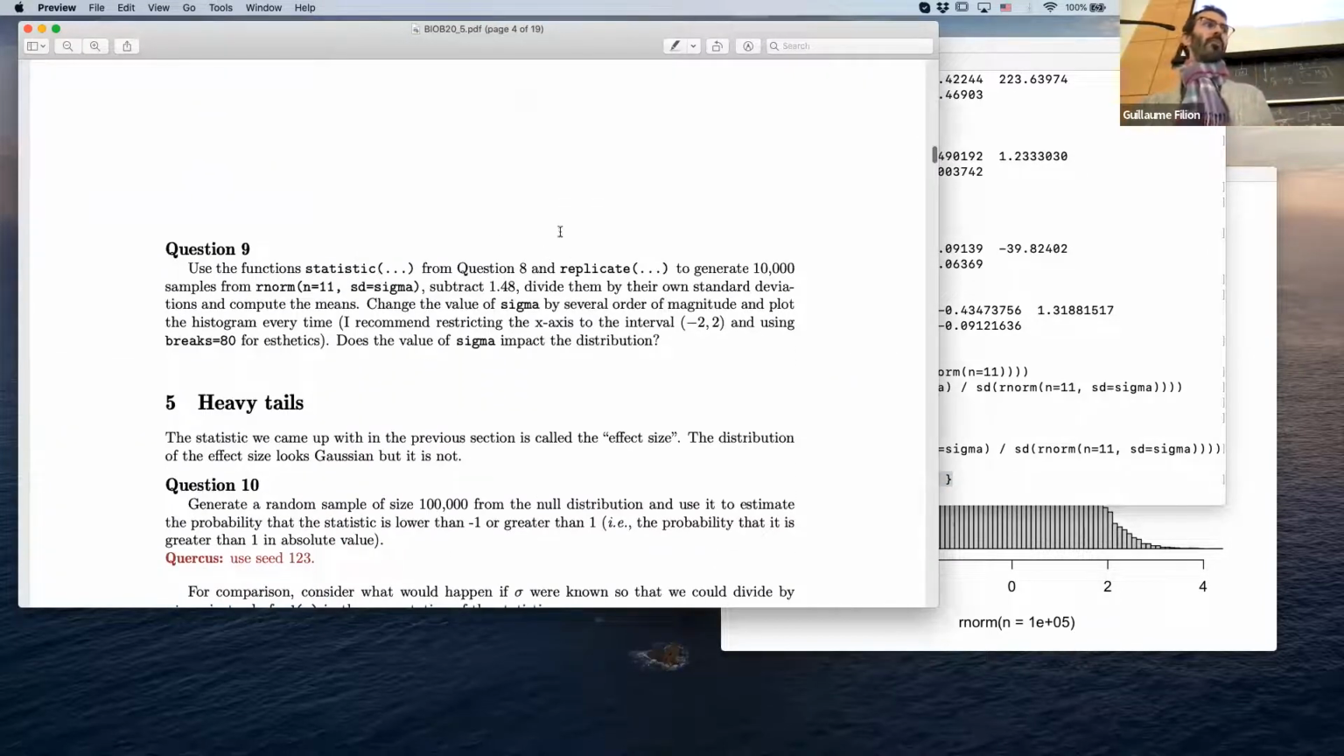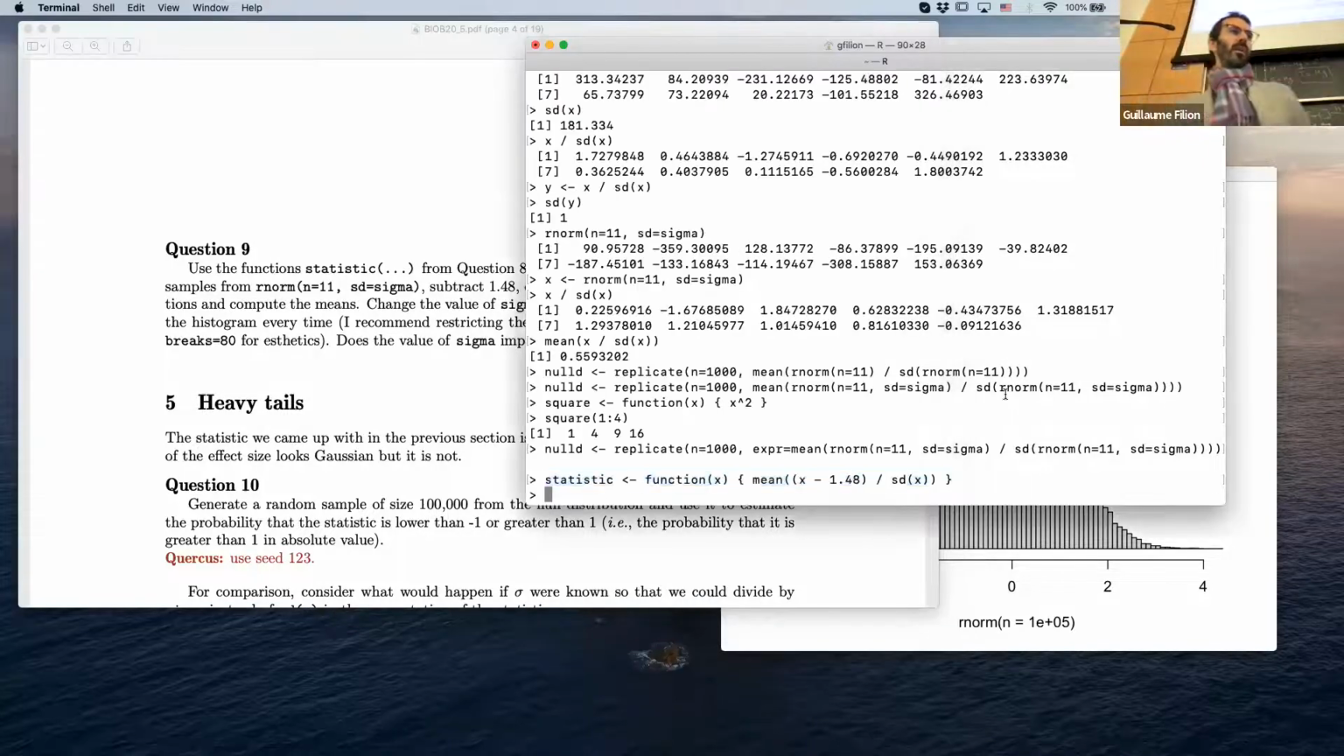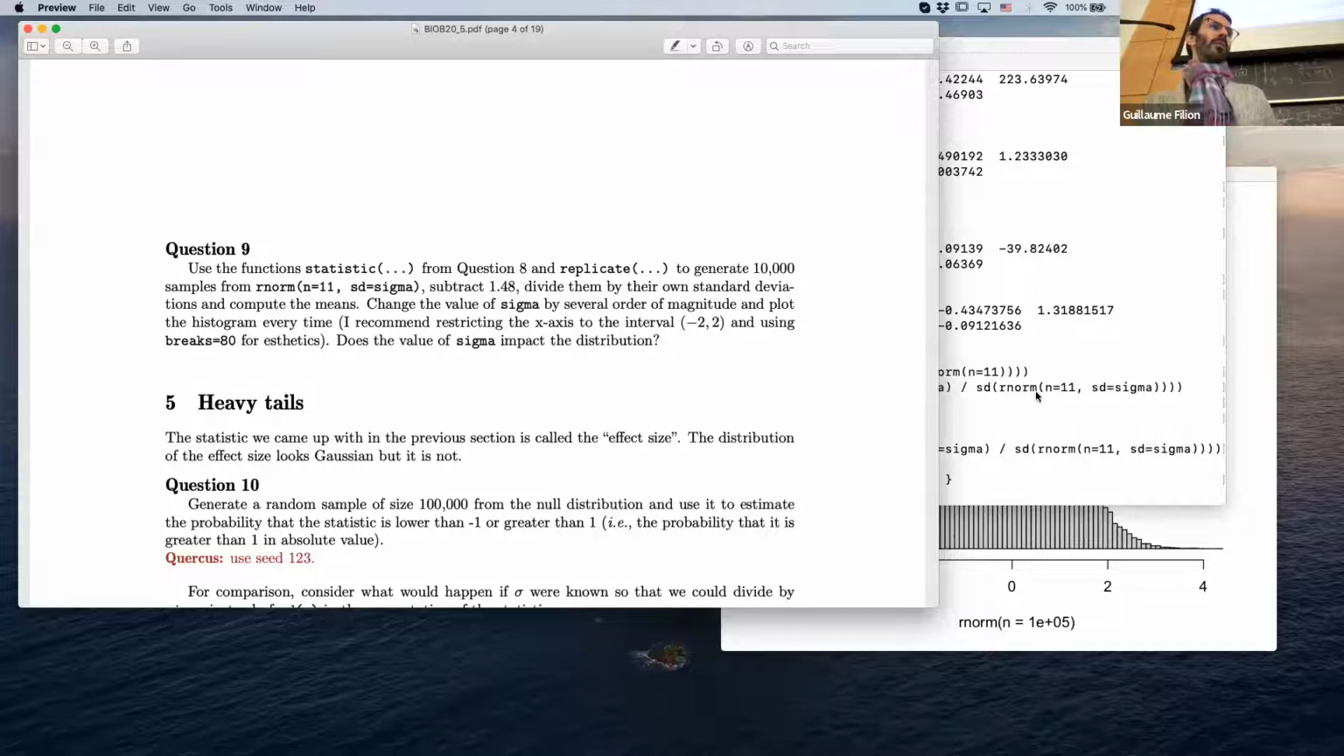Next, use the function statistic from question 8 and replicate to generate 10,000 samples from rnorm with n equals 11 and sd equals sigma. Subtract 1.48, divide them by their own standard deviations, and compute the means. That is pretty much what the function statistic does already. Change the value of sigma by several orders of magnitude, and plot the histogram every time. I recommend restricting the x-axis to the interval -2, 2, and using breaks equals 80 for aesthetics, as we did before. Does the value of sigma impact the distribution? So let's try that. Let's see this. We're using replicate.